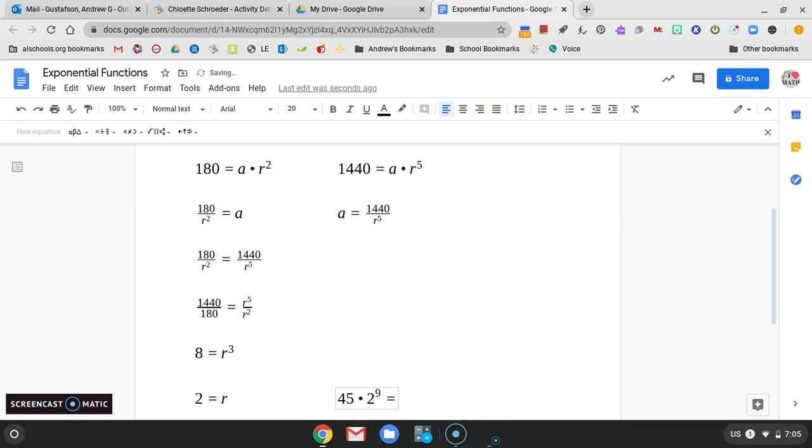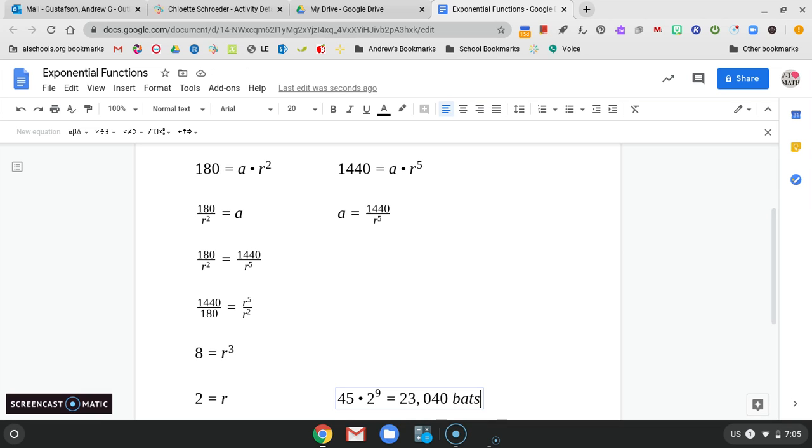Again, plug it into a calculator. I'm not going to do that in my head by any means. I'm going to get 23,040 bats. Yeah, that's a lot of bats. Gross. Great for eating bugs, but yuck.